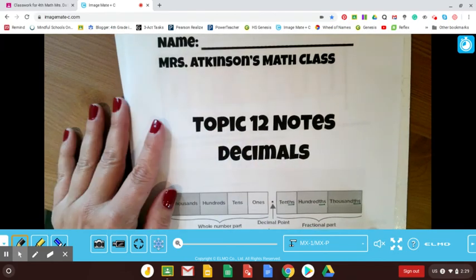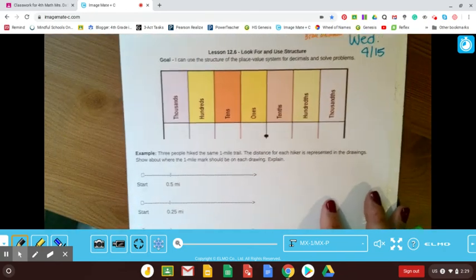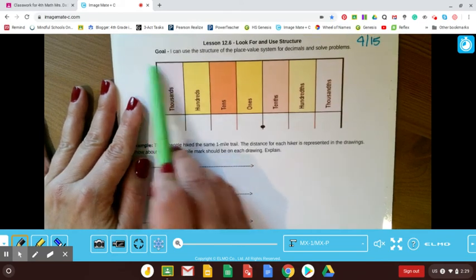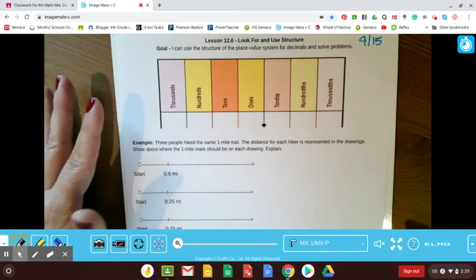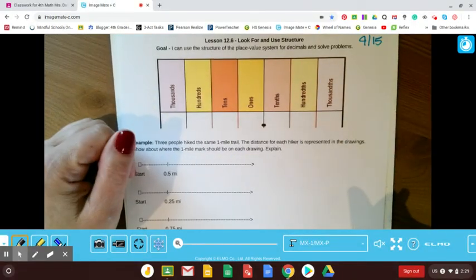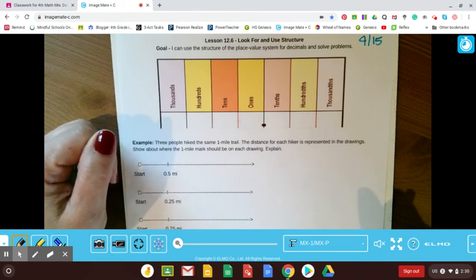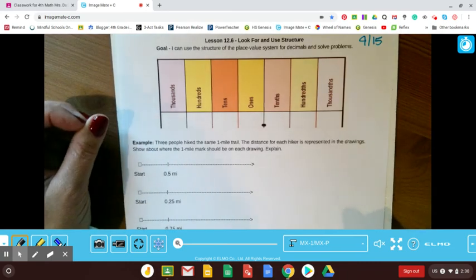So please take out your topic 12 notes packet, and we are going to turn to the page that looks like this. Your page should have a place value chart. Today's lesson is actually pretty complicated. It is going to require you to take everything that you've learned this entire topic about decimals, about place value, about fractions and how they're related to decimals, and including money and that relationship, and kind of combine all of our work in this topic and put it to good use.